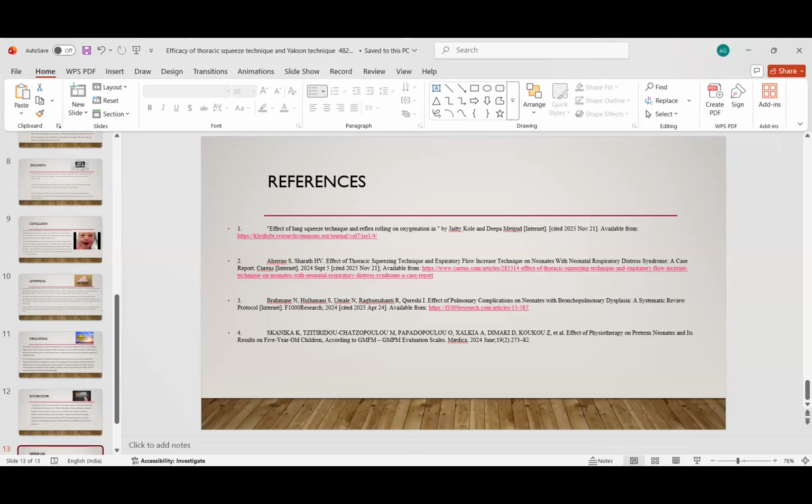Yes, I completely get it. The thoracic and Yaksan techniques are different. I don't get why they can be comparable.